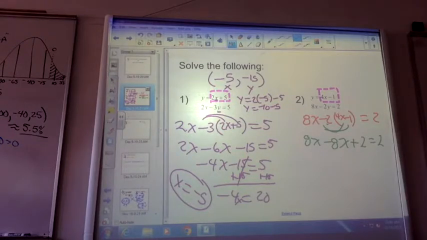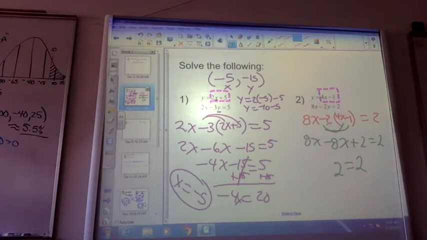The x's are going to cancel. Yeah. The x's canceled each other out. So I wind up with 2 equals 2. Is that true? Is 2 equal to 2? Yeah, I can't argue with that. But my x's are gone.